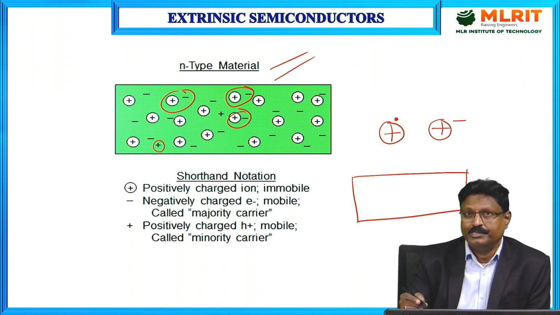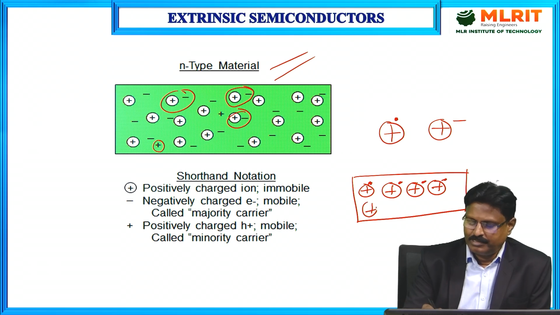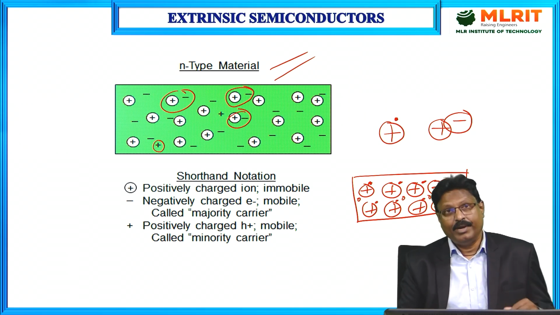So a simple representation here: a positive ion covered with electron, a positive ion covered with electron, a positive ion covered with electron, a positive ion covered with electron. Similarly here, a positive ion, I did not complete my covering. So in this notation, instead of the electron, they represented a minus sign. Along with these electrons, holes also will be there somewhere. So this is about the n-type material.